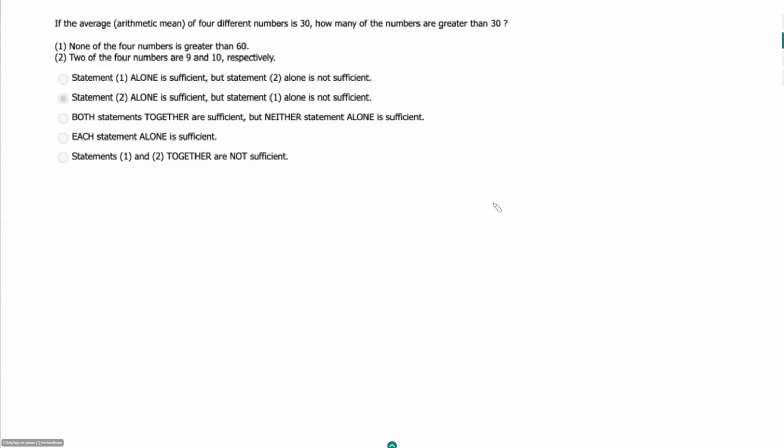If the average of 4 different numbers is 30, how many of the numbers are greater than 30? So how do you find average? Average is the sum of your terms over the number of terms.